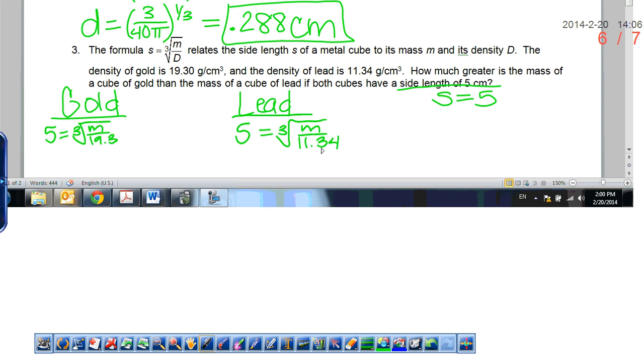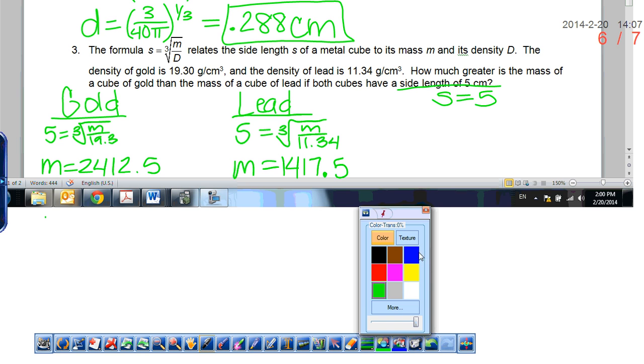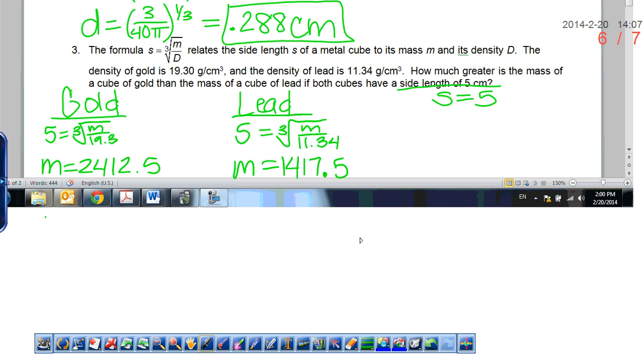All right, so what is the mass of gold? 2,412. Yeah. Our mass would be 2,412.5. And what would our mass of the lead be? 1,417.5. Okay, but we're not done. What does our question ask us to do? Yeah, find how much greater. So we should subtract these, and what do we get? 995 what? Grams.